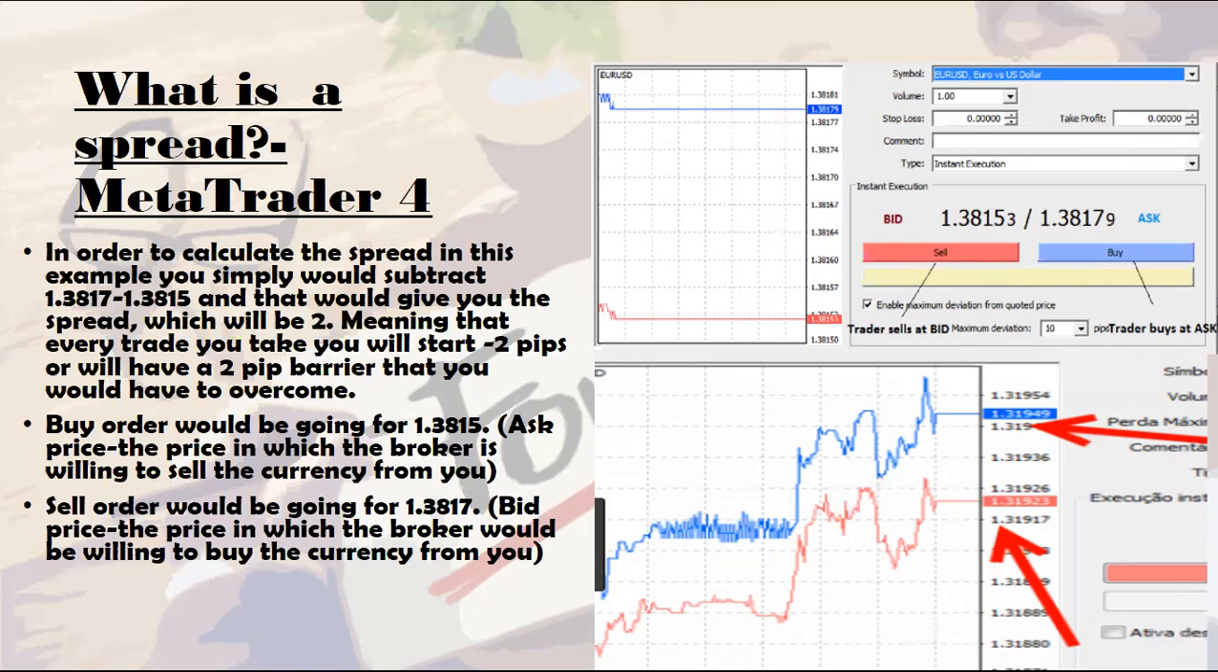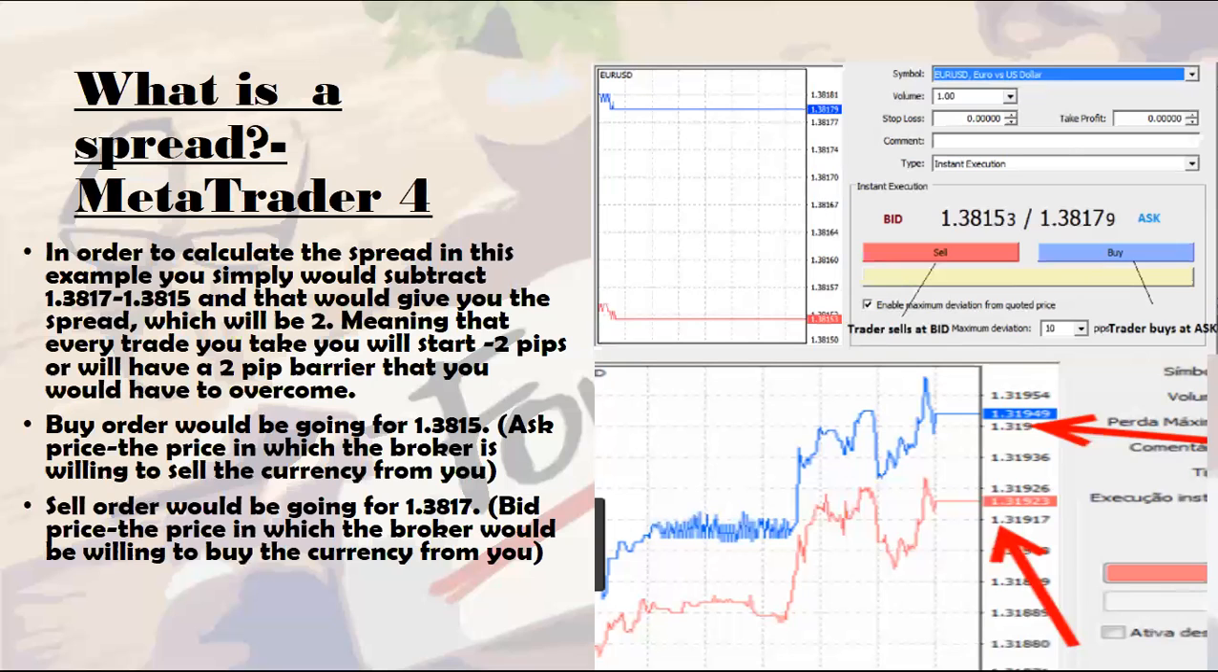So the ask price here would actually be 1.3817. And then if you want to make a sell, you have to look at the bid price. So 1.3815 will be the bid price. Just by subtracting the two, you get the spread, and in this case, it's 2. So once you click buy or once you click sell, you'll be in a negative 2 pip deficit. But once the market goes in your favor, let's say 20 pips, you will overcome that and you'll be plus 18 pips. So the spread is really just how the broker gets his commission off every trade that you make.